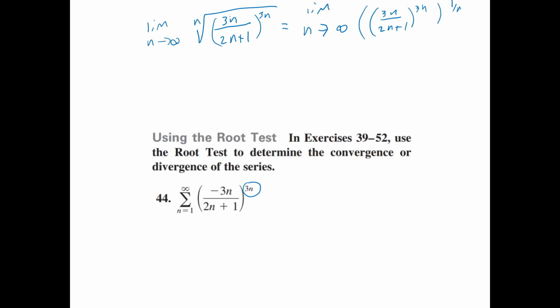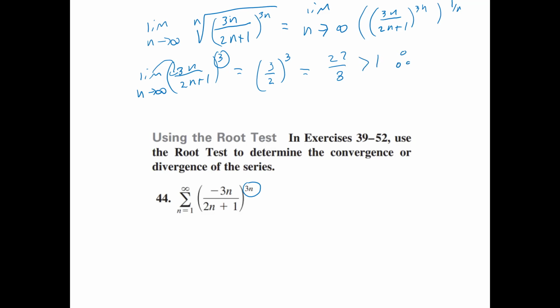Then when you multiply the exponents, you just get the limit as n goes off to infinity of 3n over 2n plus 1 cubed. Because the cube is a continuous function, you can bring the limit inside, and then you know what the limit of this is. That's 3 over 2. And then that gets cubed. But that's 27 over 8, which is bigger than 1, and therefore diverges.